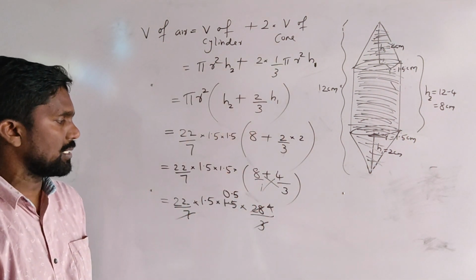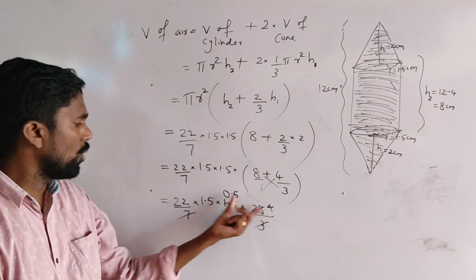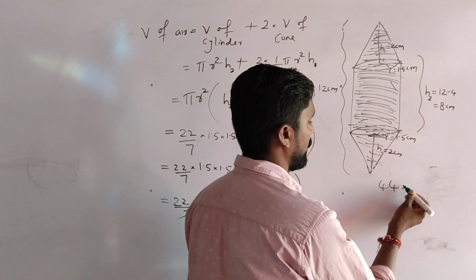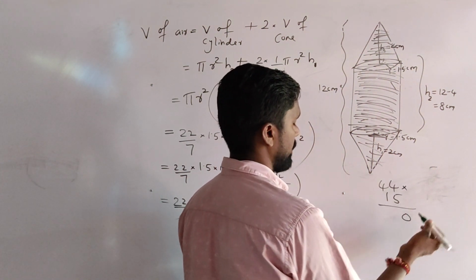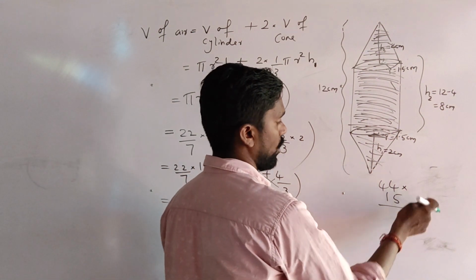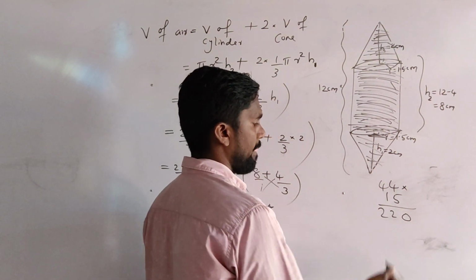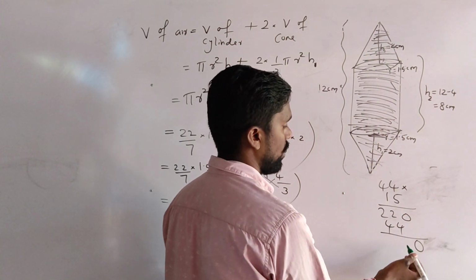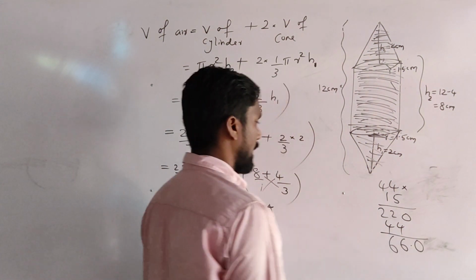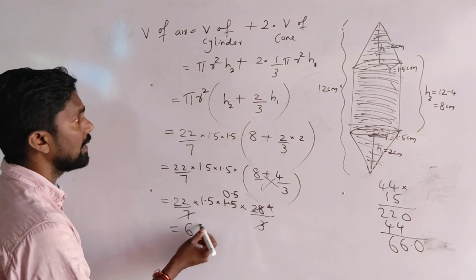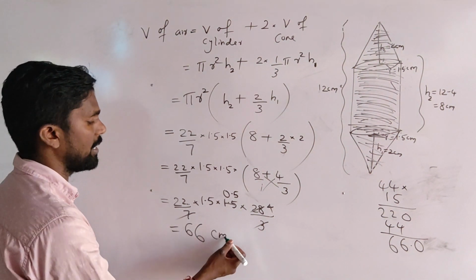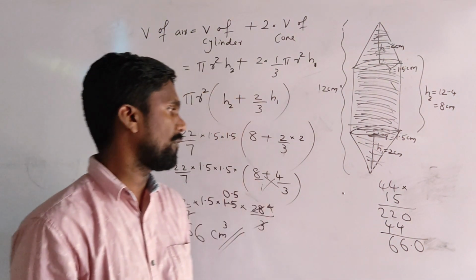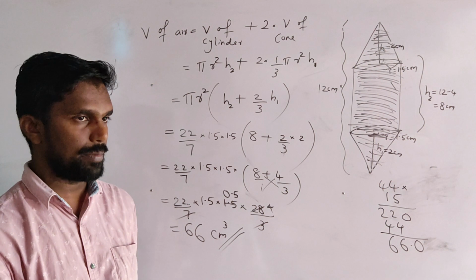0.5 into 4 is equal to 2. 2 into 22, 44. 44 into 15. 5 into 4, 20. 0, 2 to 220. 4, 4, 0, 6, 6. That is 66. 66 centimeter cube. This is the volume of the model. Volume of the model means 66 centimeter cube.